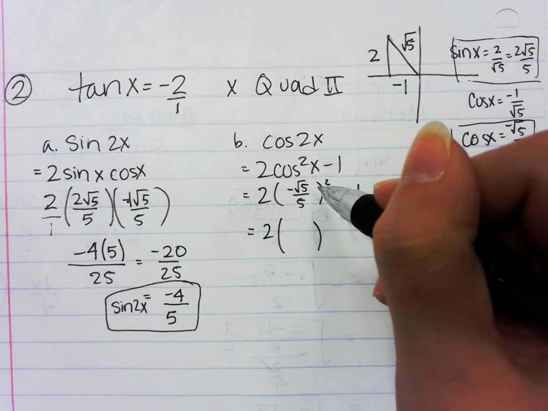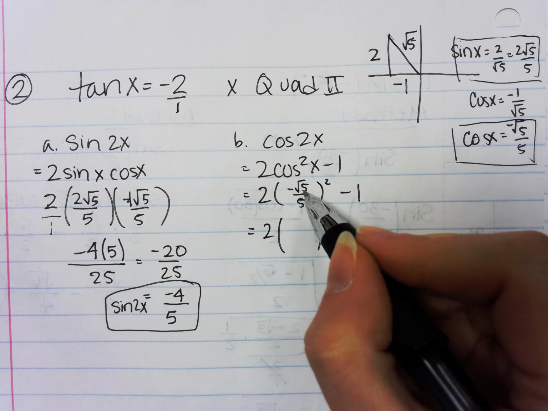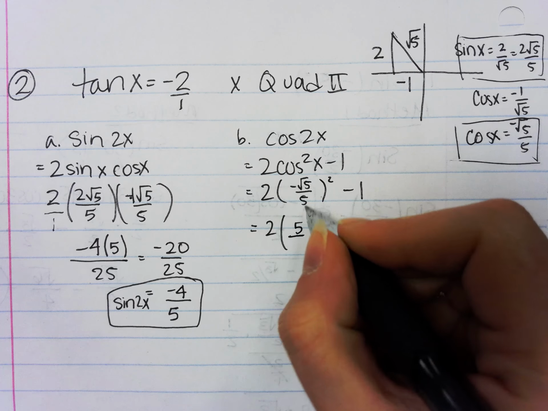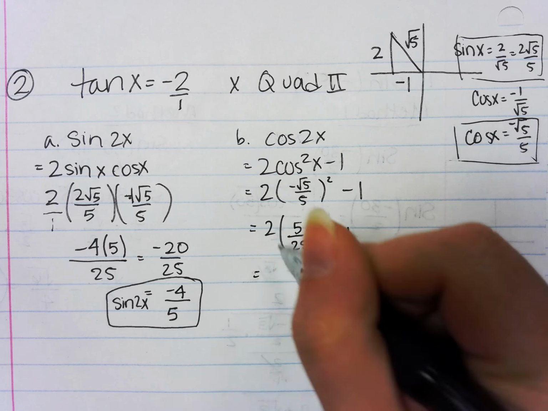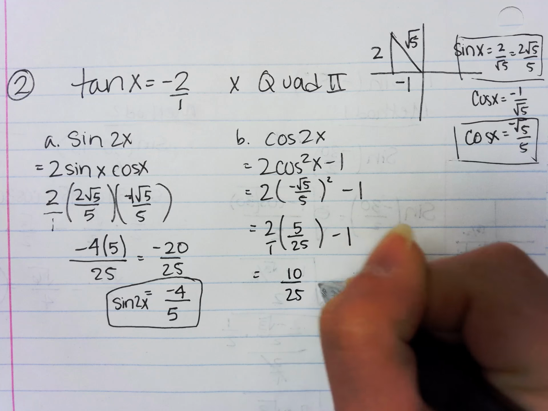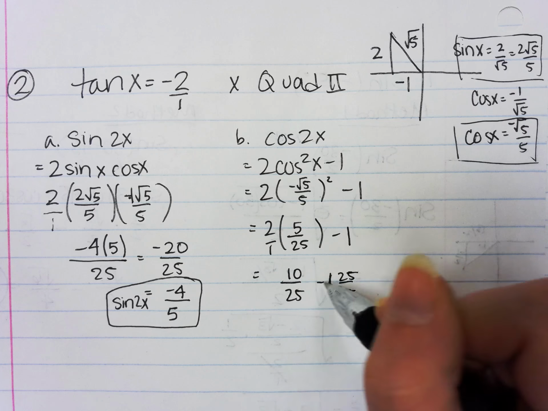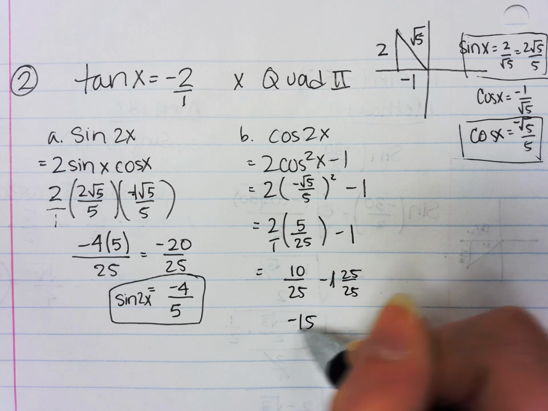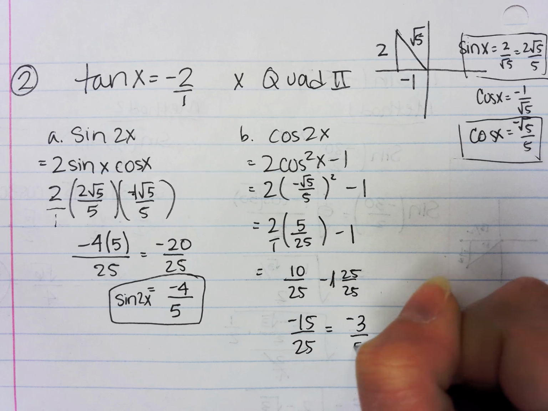Square the top, so root 5 squared, negative squared is going to be a positive. So root 5 squared is 5. On the bottom, 5 squared is 25. 2 times 5 is 10 over 25 minus 1. This is really 25 over 25. So 10 minus 25 is negative 15 over 25, which reduces to negative 3 over 5.